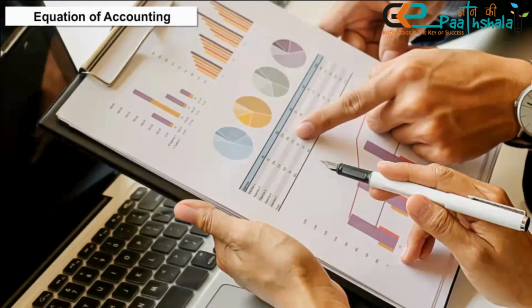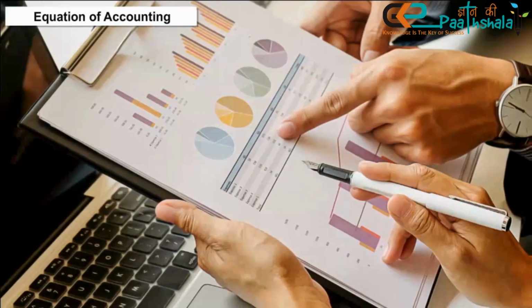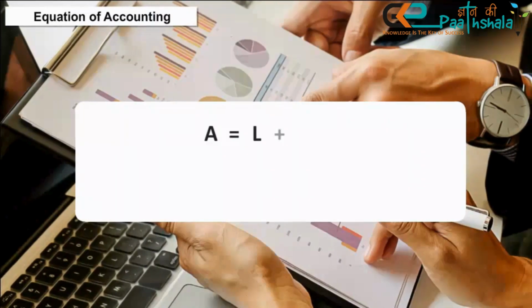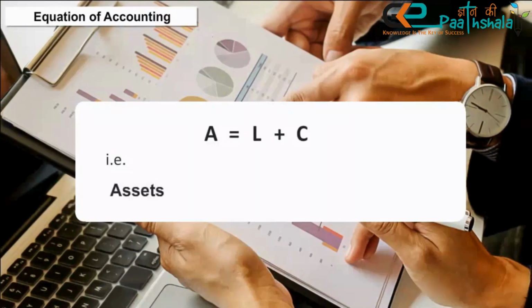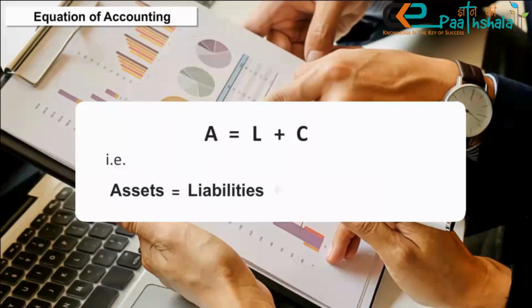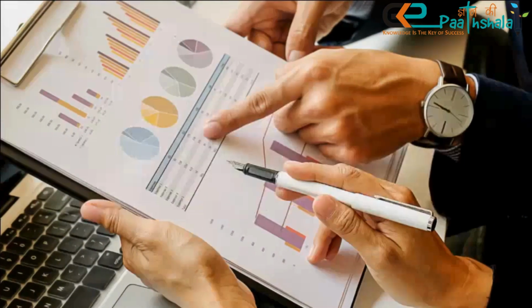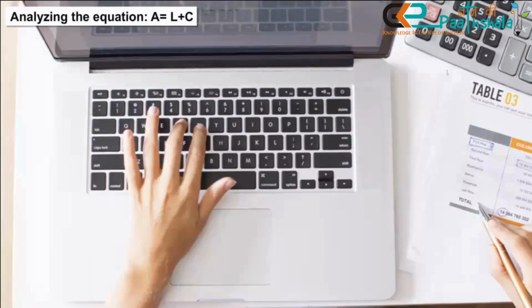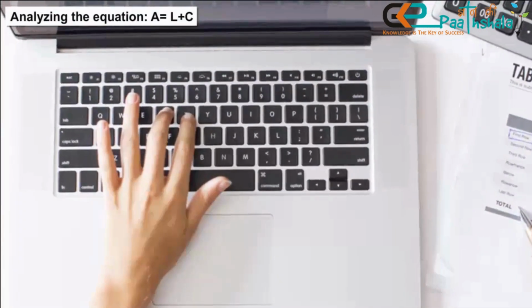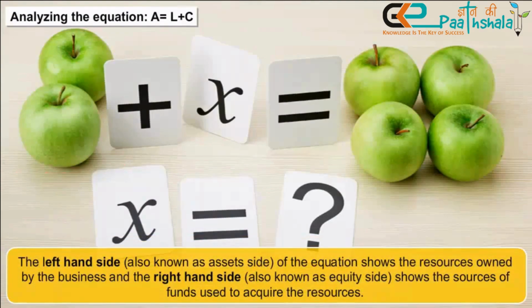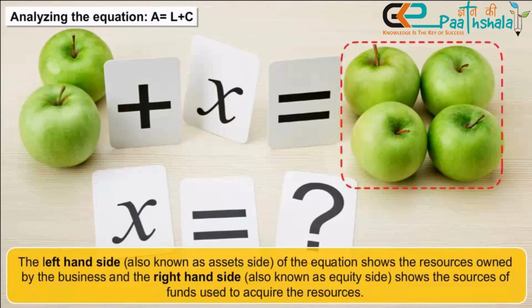Thus, the general form of the accounting equation is given below. A = L + C, that is, assets equal liabilities plus owner's equity. Analyzing the equation, A = L + C: the left-hand side, also known as the asset side of the equation, shows the resources owned by the business, and the right-hand side, also known as the equity side, shows the sources of funds used to acquire those resources.